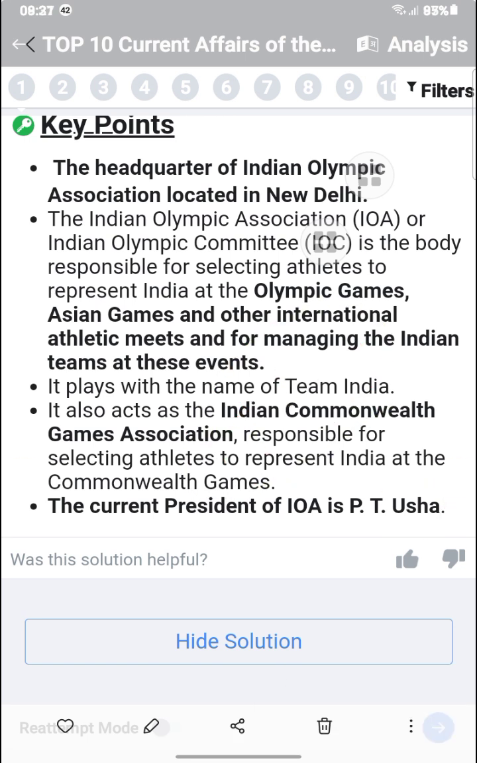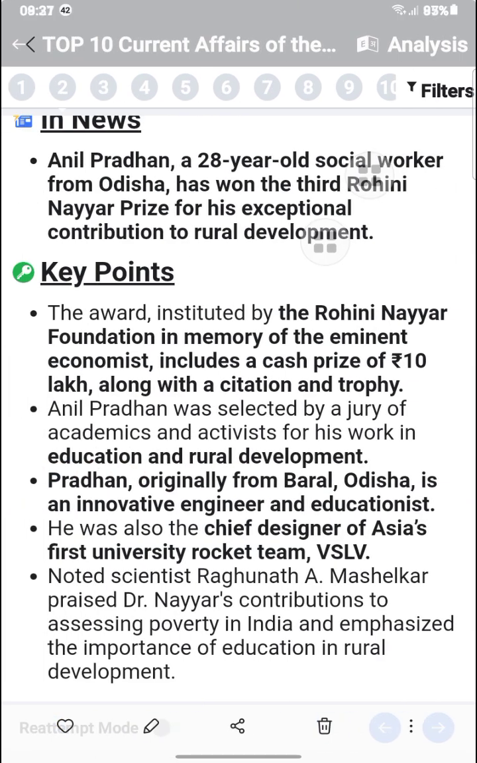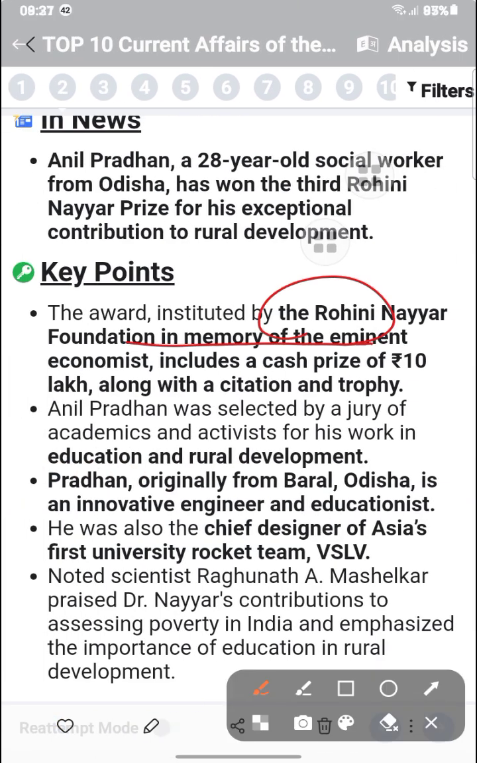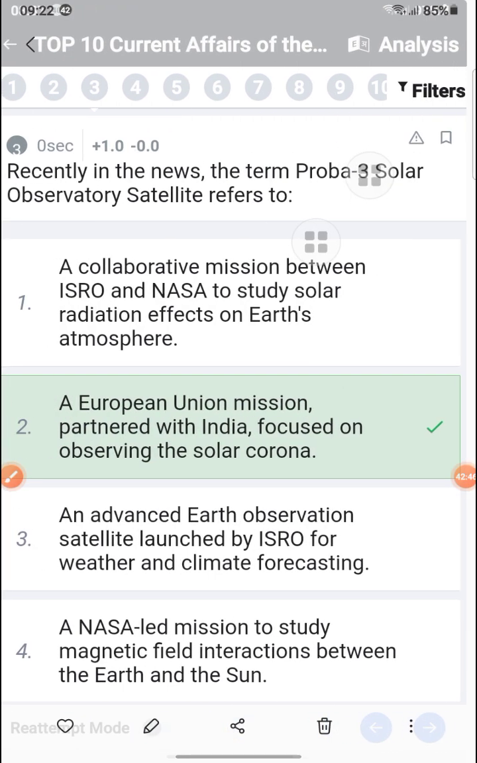Okay, PT Usha. Now, Anil Pradhan, a 28-year-old social worker from Odisha, won the third Rohini Nayar Prize for his outstanding contribution to rural development. That was from the Rohini Nayar Foundation in memory of the eminent economist. It includes a cash prize of 10 lakh rupees, for education and rural development. Pradhan was an innovative engineer and educationalist, and the first university rocket team's chief designer.